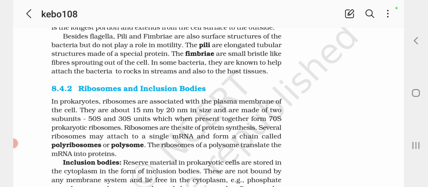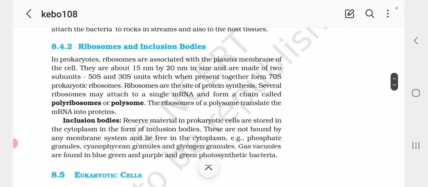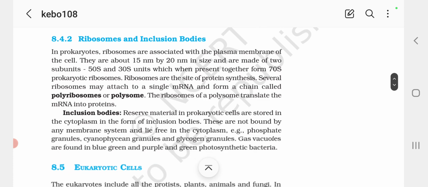The pili are elongated tubular structures made up of special proteins. The fimbriae are small bristle-like fibers sprouting out of the cell. In some bacteria, they are known to help attach the bacteria to rocks in streams and also to host tissues. 8.4.2 Ribosomes and inclusion bodies.